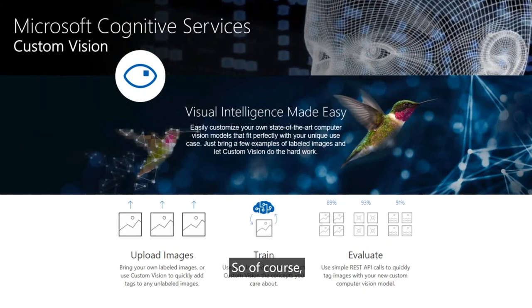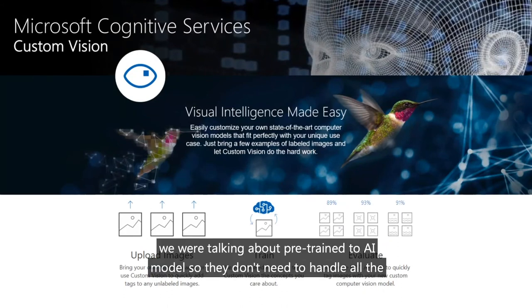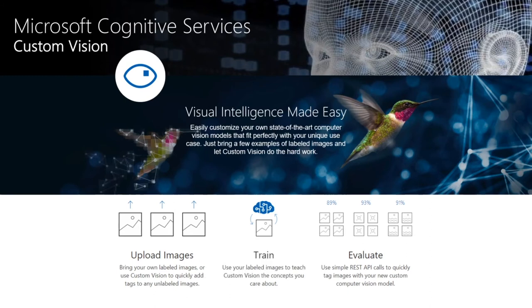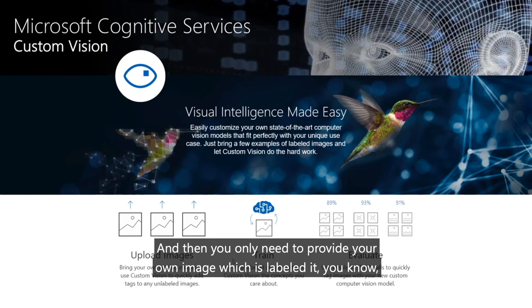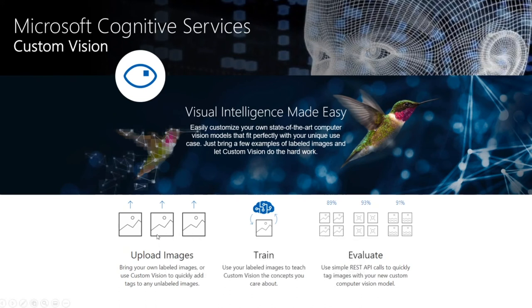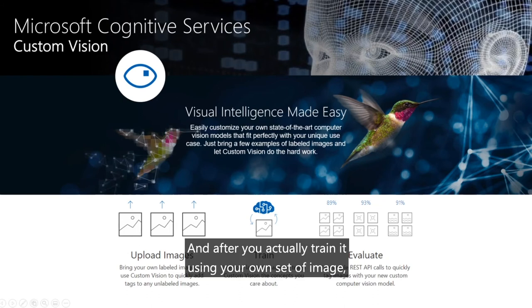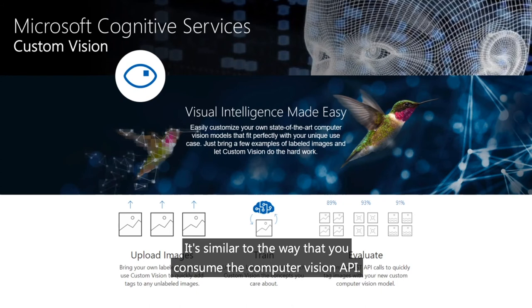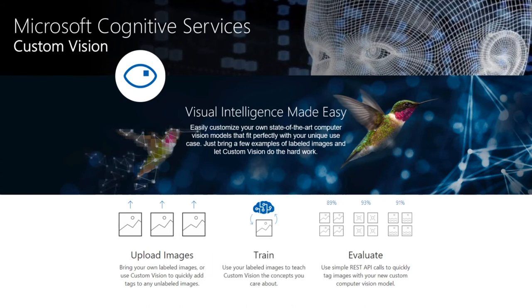So of course, we were talking about pre-trained AI models, right? So you don't need to handle all the neural network stuff by yourself. You can instead leverage our Custom Vision features, which are part of the Cognitive Services. Then you only need to provide your own images, labeled in a drag and drop interface, in order to train on top of the previous model. After you train it using your own set of images, you can directly expose it as another API endpoint and then consume it similar to the way that you consume the Computer Vision API.